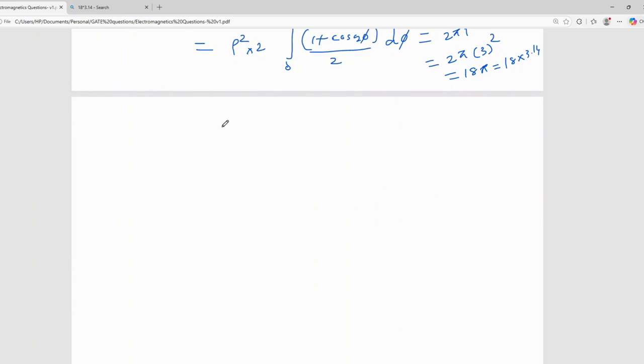So this is equal to 56.5. 56.5 is the answer to this problem.